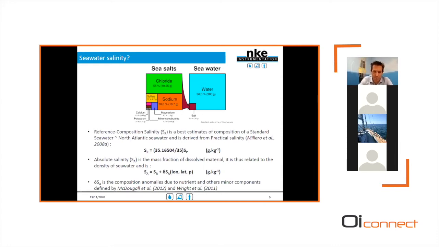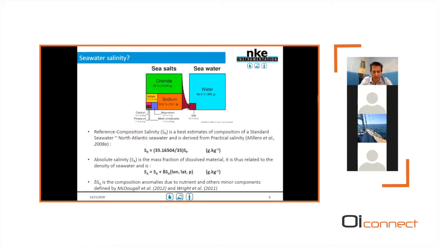In the publication of Miller in 2008, a new term appeared: reference composition salinity. It's a best estimate of the composition of standard seawater from the North Atlantic, and is derived from practical salinity. So we have a relation between SR and SP.